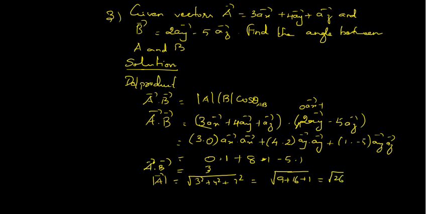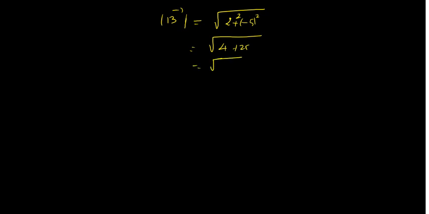Okay. Then again we have to find modulus of B. In B only 2 terms are there, so square root of... that means the x term is 0. So here 2 square plus minus 5 square, that's the meaning. So square root of 2 square, what's the value? 4 plus 25, so square root of 29.